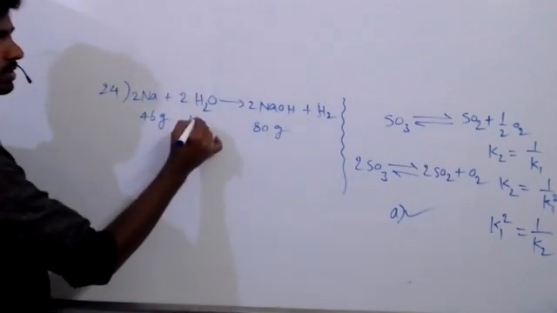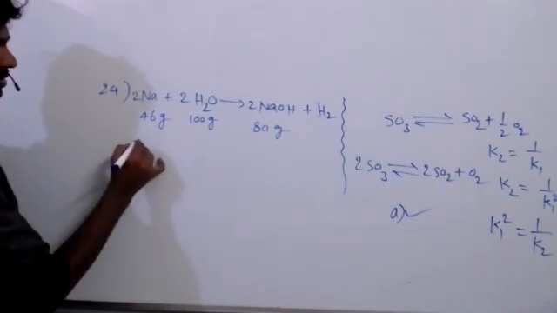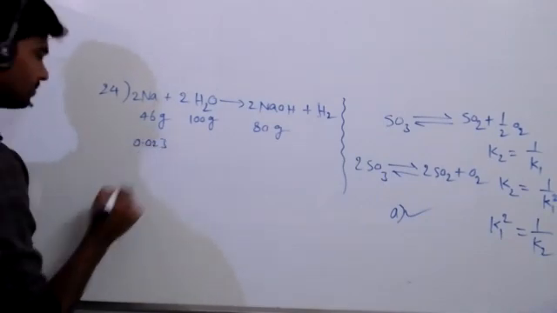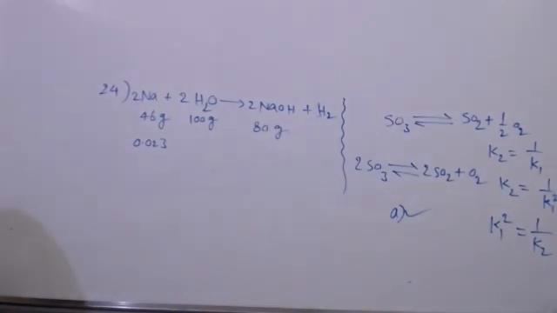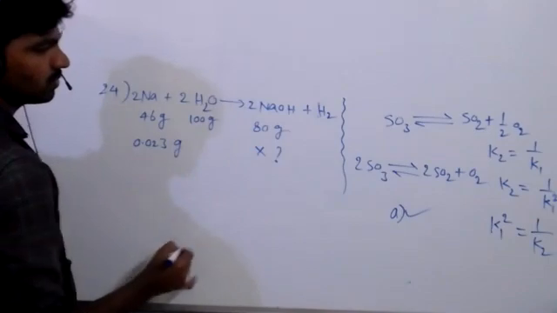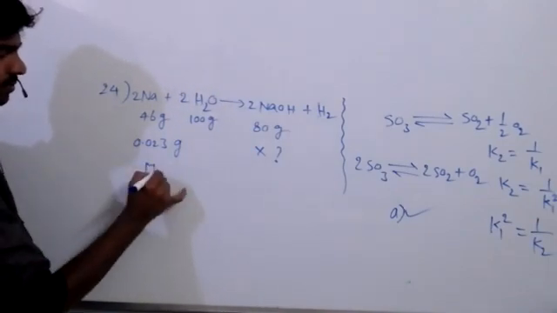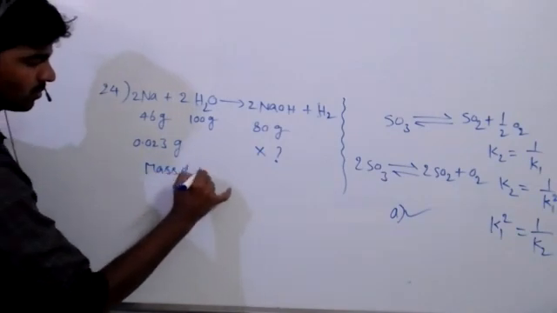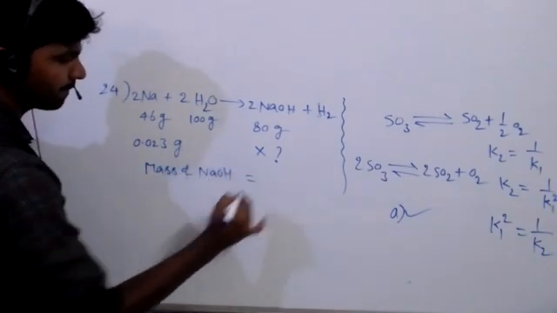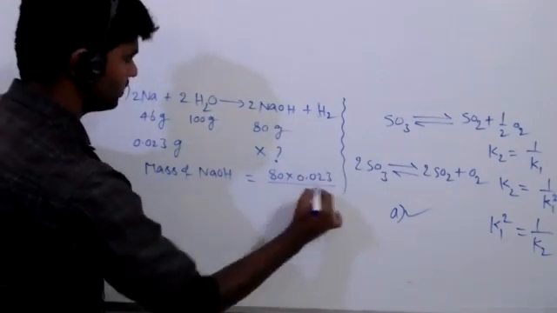This is 100 ml solution or 100 gram. But here 0.023 grams gives how much NaOH? So X, the mass of NaOH, is equal to 80 into 0.023 divided by 46.